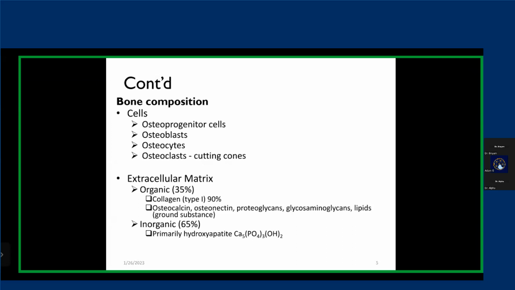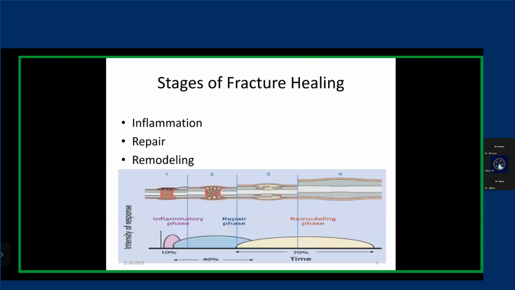So children are not little adults. In addition to that, the composition of the organic and inorganic matrix in children is different. They have less inorganic component and more organic component. They have more collagen and also more other organic components. So it's important to note this.